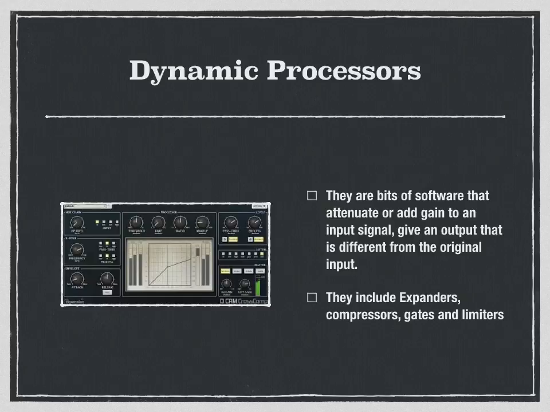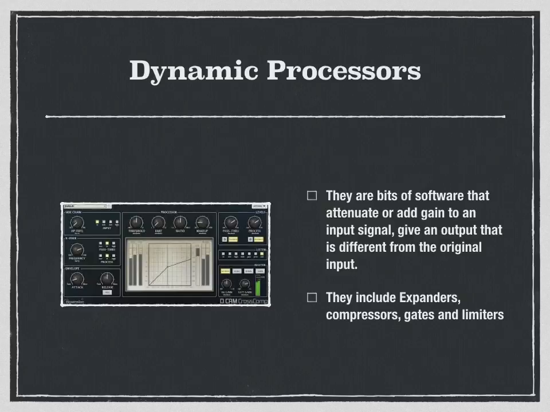Expanders will basically increase the dynamic range of a signal. Compressors can either increase or decrease the dynamic range, but when you hear the word compressors, most persons usually think of downward compressors, which are basically decreasing the dynamic range. Gates are usually used to cut out certain unwanted frequencies like noise from an input signal.